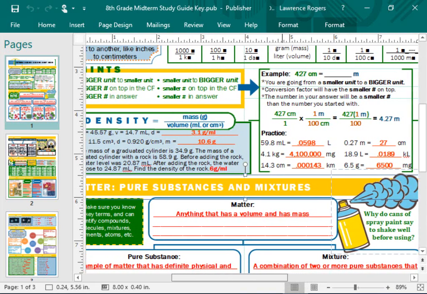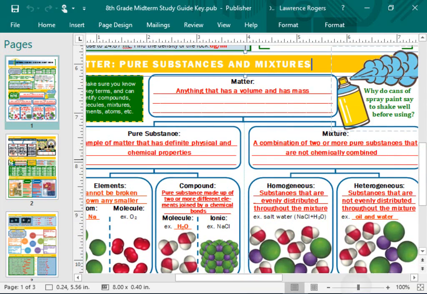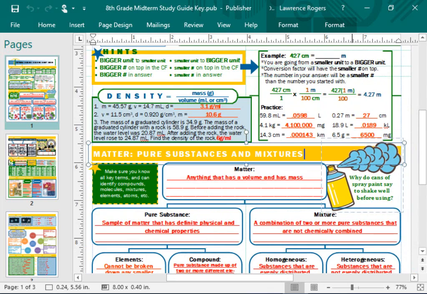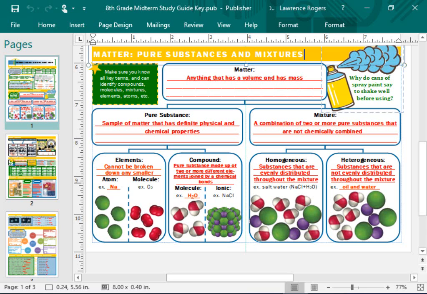All right, so let's talk a little bit about some of these others. Matter. Matter is anything that has a volume and a mass, okay? So when we talked about electrons, they make up matter even though their mass is ridiculously light. They do have a volume, they do take up space, and they do have a mass. It doesn't matter how light it is, it just has to have a mass or a volume, period. Now, a pure substance is a sample of matter that has defined physical and chemical properties.